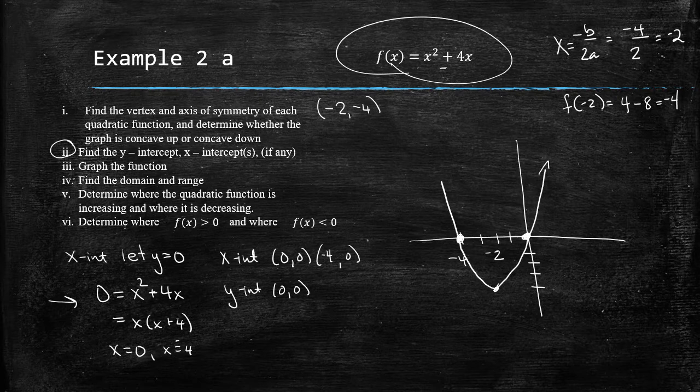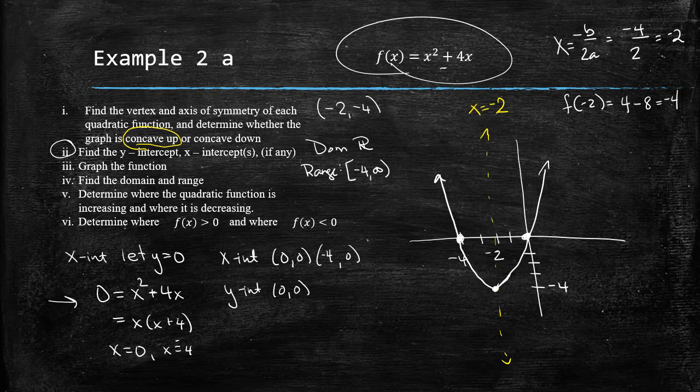The axis of symmetry is the vertical line that goes through the vertex. So it is the line x is equal to negative 2. Okay, good. Our function opens up, and so that means it is concave up. Okay, graph the function. We did that. Domain and range. So the domain is going to be all real numbers. The range we will get by looking at the graph. So we see that negative 4 is the smallest y value that we have, and then we go up from there. So the range is negative 4 to infinity.